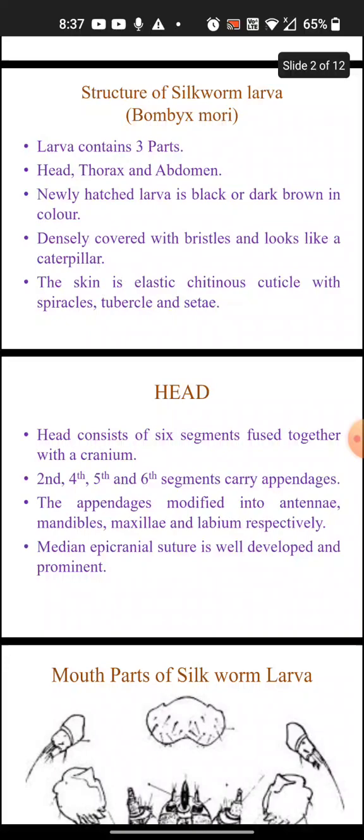Head. Head consists of 6 segments fused together with a cranium. Second, fourth, fifth, and sixth segments carry appendages. The appendages are modified into antennae, mandibles, maxillae, and labium respectively. Median epicranial suture is well developed and prominent.